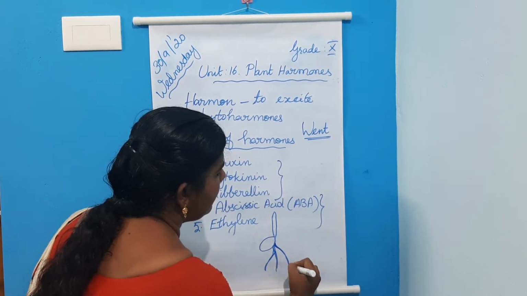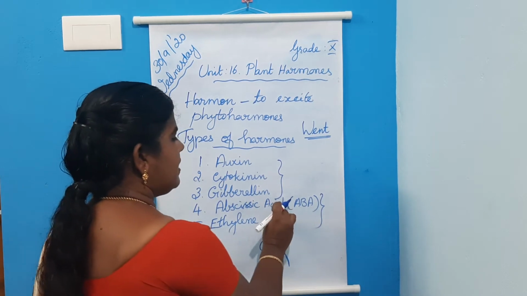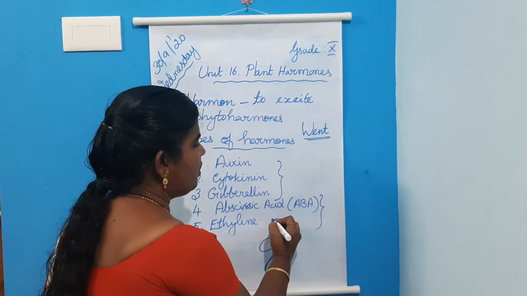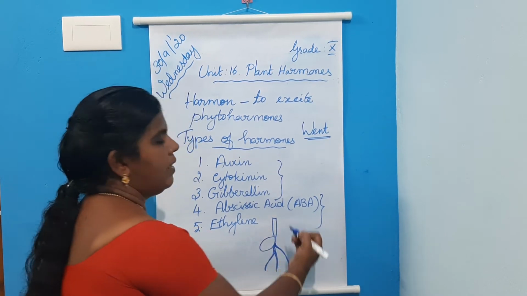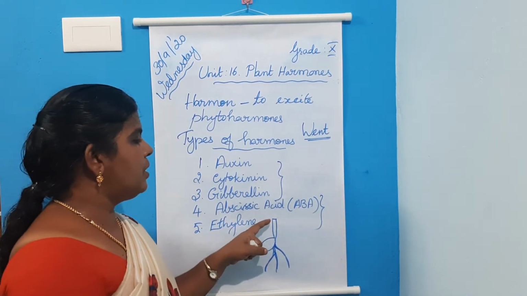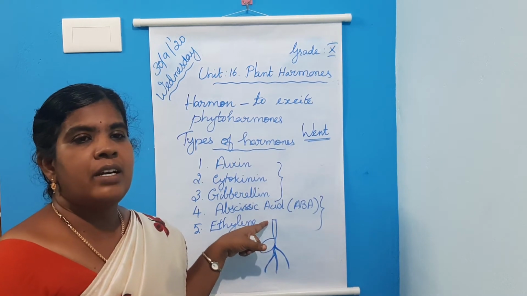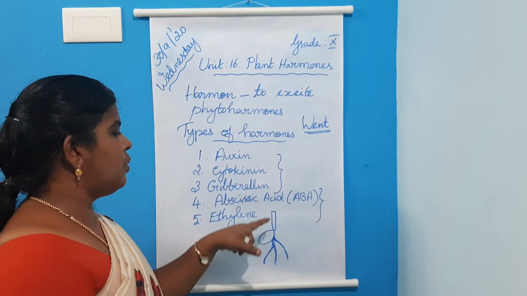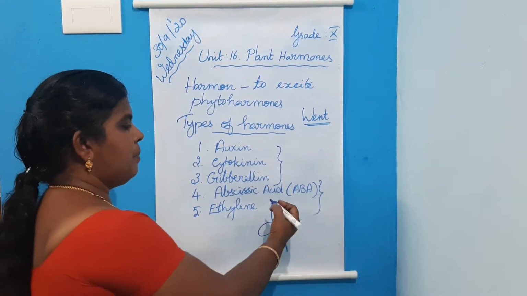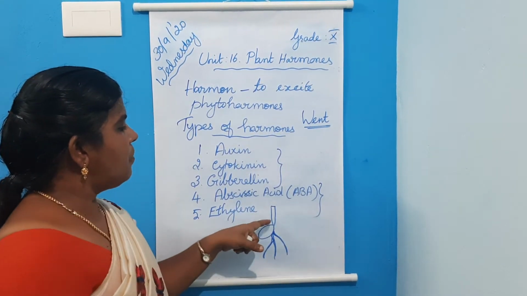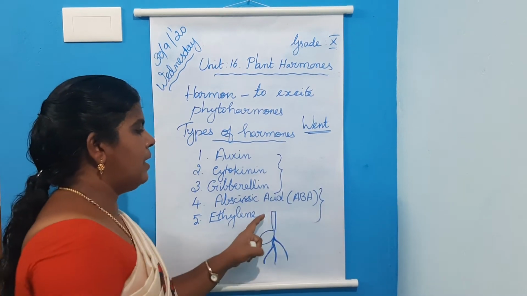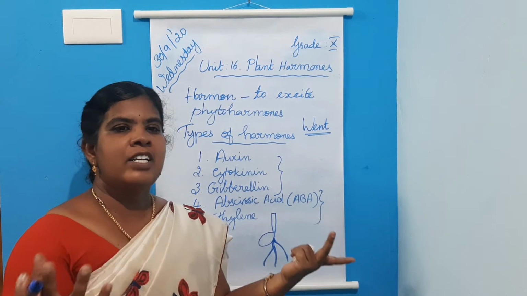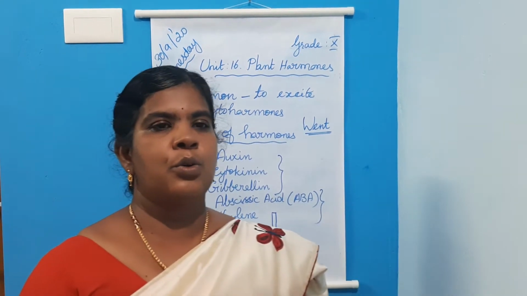Avena coleoptile. He did a lot of experiments. In this first experiment, he removed the tip of the Avena coleoptile. Avena sativa is oats. It's an oat plant, a type of grain. In his first experiment, he removed the tip of the coleoptile, but he did not observe any growth.